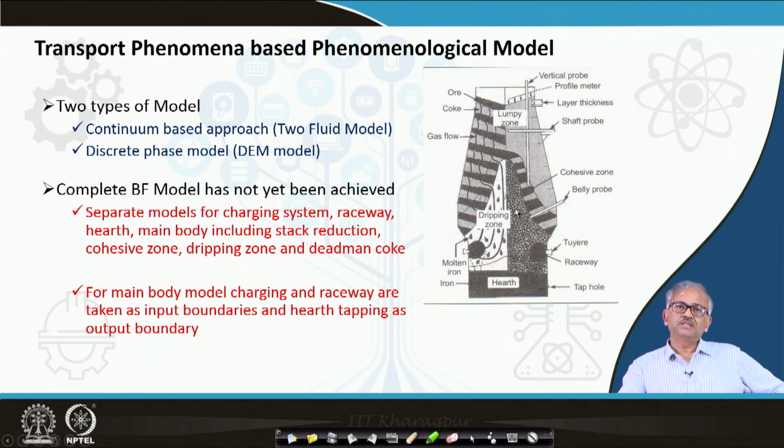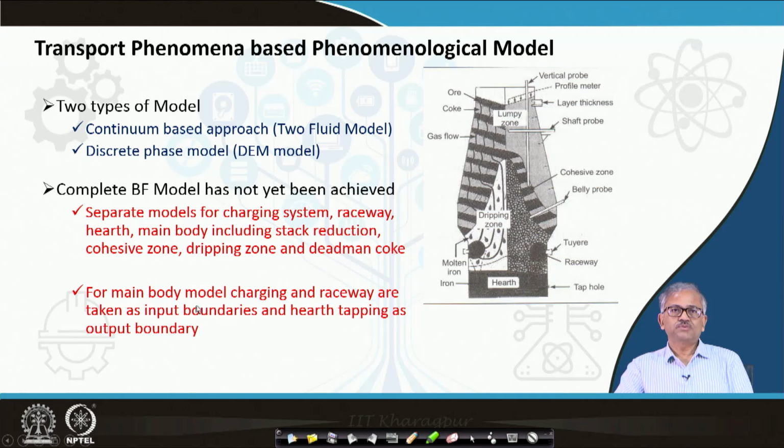The other thing is the body. The modeler has divided the blast furnace into these four parts: the charging, the raceway, the hearth, and finally the body of the furnace. The body of the furnace includes the granular zone, that is the solid gas interaction, the cohesive zone where the softening takes place, and the dripping zone. All these zones are considered in a model called the body. So separate models are there.